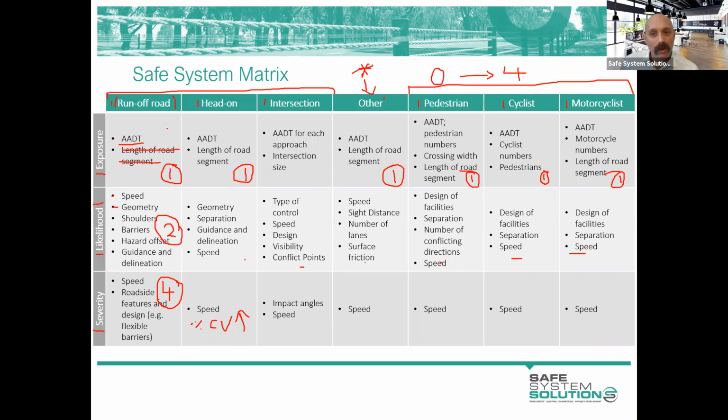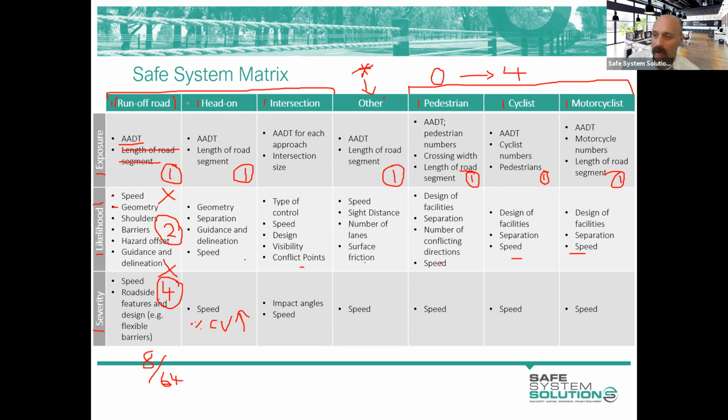And what you do then, after you've filled out all these numbers, you've filled a whole lot of text out to justify your number, is you multiply the exposure times the likelihood times the severity. So we do 1 times 2 is 2 times 4 is 8. And we get a score down the bottom here for runoff road of 8 out of 64. It's a bit hard to write with my mouse, but you get the idea.